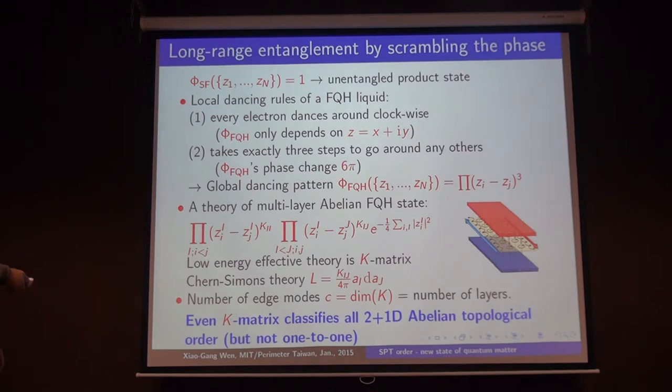And it turns out that this kind of wave function is also long-range entangled. It even has a low-energy effective theory, which is a U(1) Chern-Simons theory, also described by this same K matrix. So there's a belief, or a conjecture, that all the abelian topological orders are fully classified by this K matrix. So using this construction with dancing in different layers, we can obtain all the two-dimensional abelian topological orders. But the correspondence is not one to one. That means sometimes different matrices may correspond to the same topological order. But every abelian topological order can be described by some K matrix. So that is the statement.